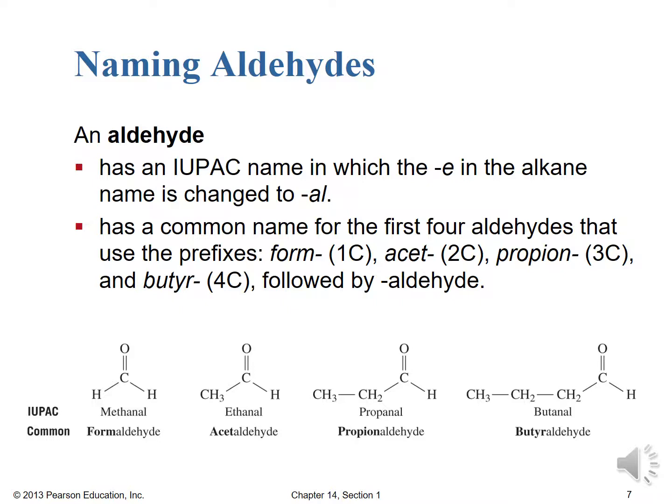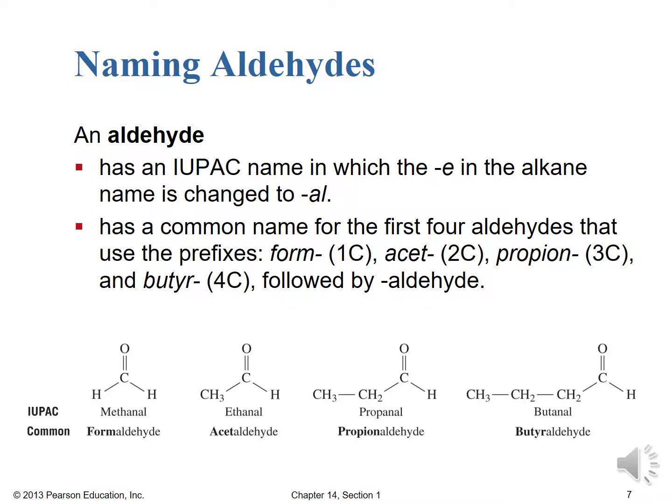Aldehyde has an IUPAC name in which the E, that would have been the alkane ending, is changed to AL, just like the first 2 letters of aldehyde. There's also common names, right? Like for many of these things, the common name for the first 4 aldehydes uses a prefix form, just like we've had meth up to now. So form is probably new. We'll see it again when we do carboxylic acids, but form means it's a 1 carbon. Acet means it's a 2 carbon, propion means it's a 3 carbon, and butyr is the common abbreviation for a 4 carbon chain, all followed by aldehyde.